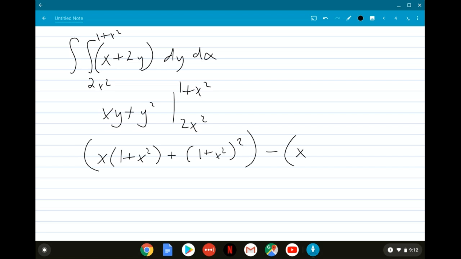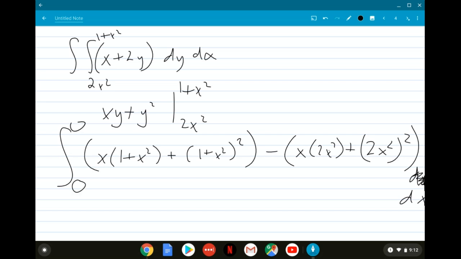So x times 2x squared plus 2x squared, squared. I'm not going to fully expand this out, but you can see that y is completely eliminated. The only thing that's left is the x variable. And so now this will turn into the integral of this expression dx, which is a single variable integral, something you can do in Calc 2. So the only thing left, though, is to figure out what these bounds are supposed to be.